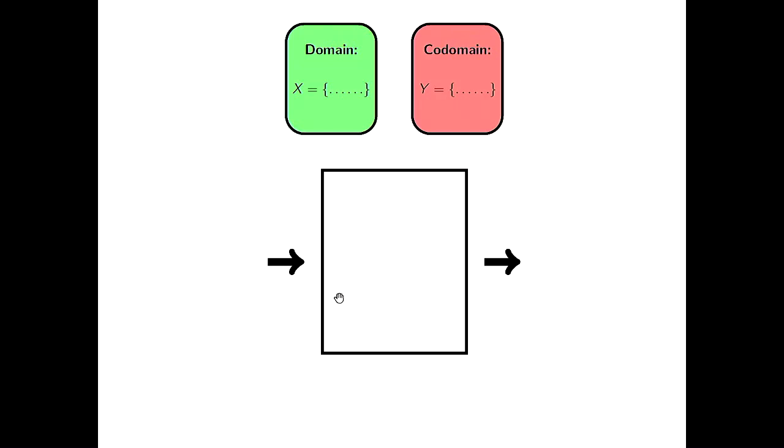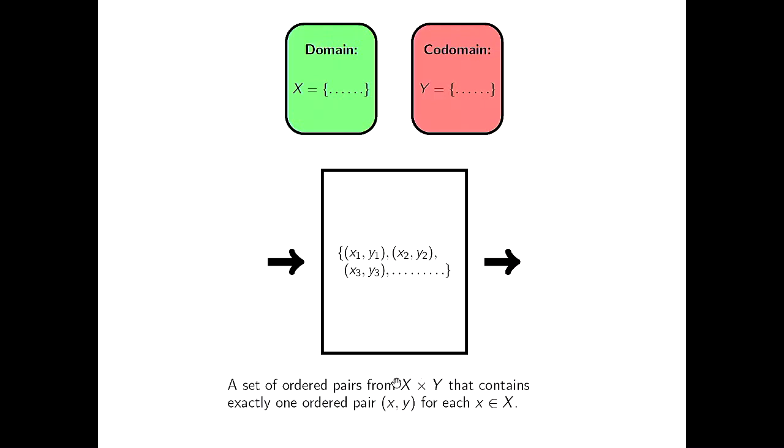They make another set. But this time they make a set of ordered pairs: input, output, input, output, input, output. So the function formally is three things. It's a domain X, it's a codomain Y, and then it's a bunch of ordered pairs from the Cartesian product of X and Y. So first things in the ordered pair are in X, second things in the ordered pair are in Y, with the special property that there's exactly one ordered pair (x, y) for every x in X.